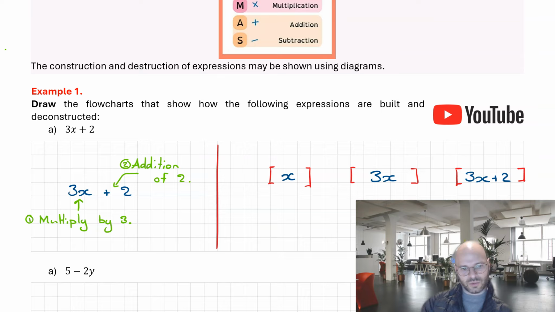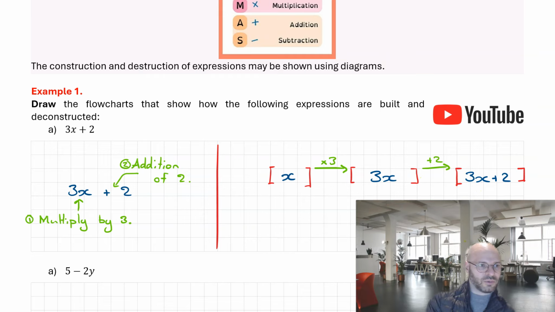Now, looking at how this was constructed, to go from x to 3x, we have to multiply by 3, as shown by the instruction over here. To go from 3x to 3x plus 2, we have to add 2. And thus, we've drawn a diagram that shows the construction of the expression 3x plus 2.